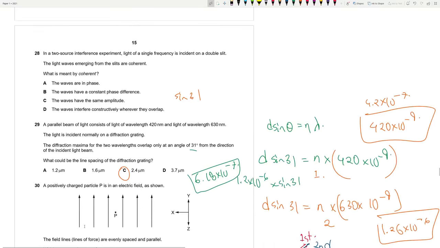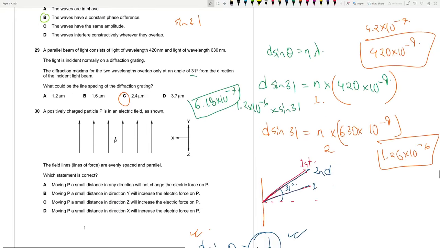Okay. 28. In a two-source interference experiment, light of a single frequency is incident on a double slit. The light waves emerging from the slits are coherent. What is meant by coherent? You need to memorize this. Two waves having constant phase difference. Okay, 28 is B. Moving on.